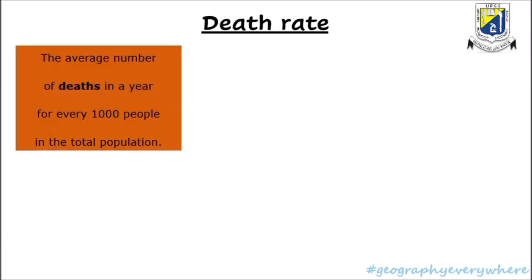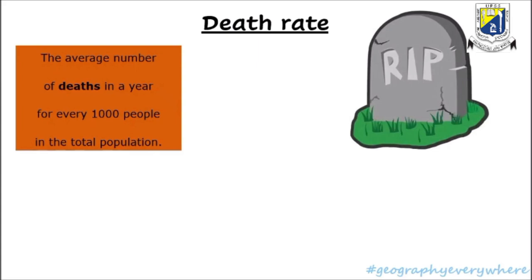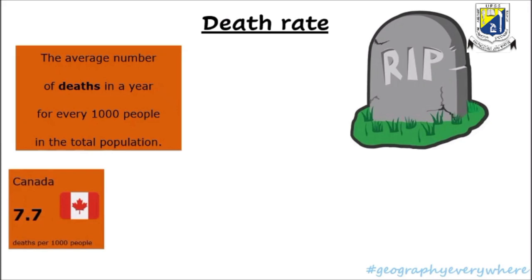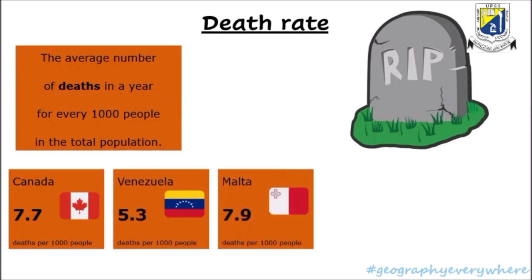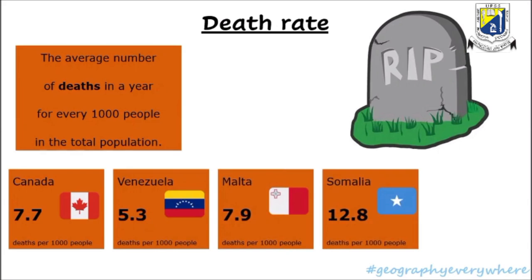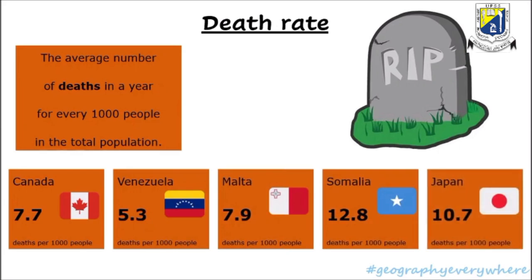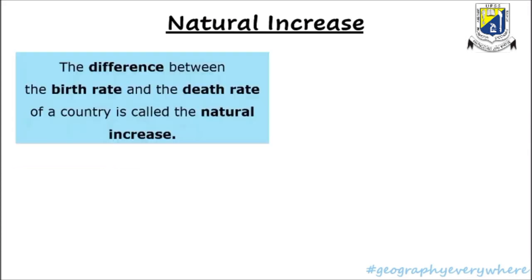Death rate or mortality rate of a country refers to the rate at which people, that is both adults and children, die in a country. Generally speaking, high death rate leads to population decrease or low population, while low death rate leads to increase in population. Also, you can see the death rates of some countries on your screen.